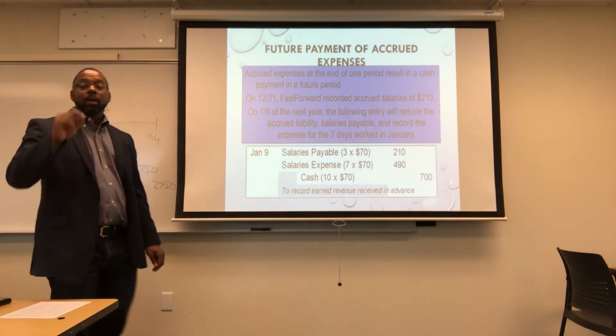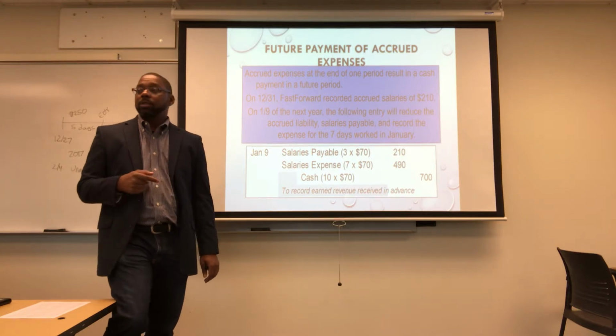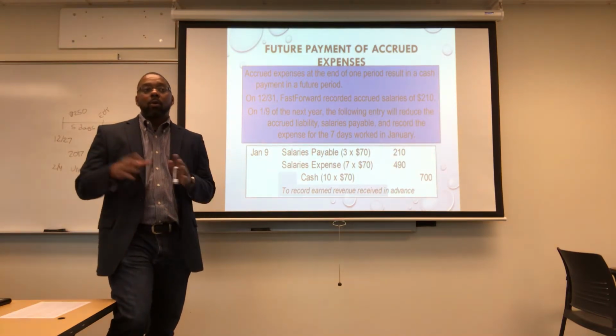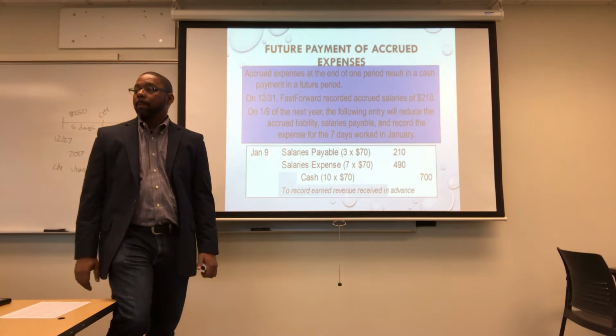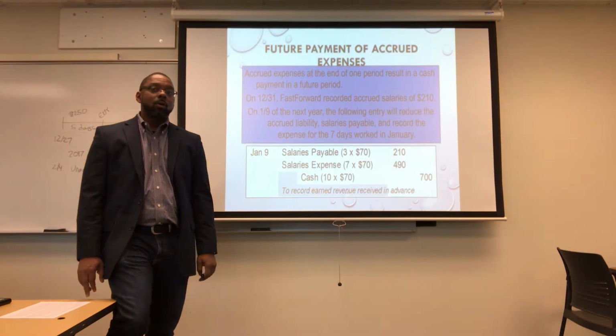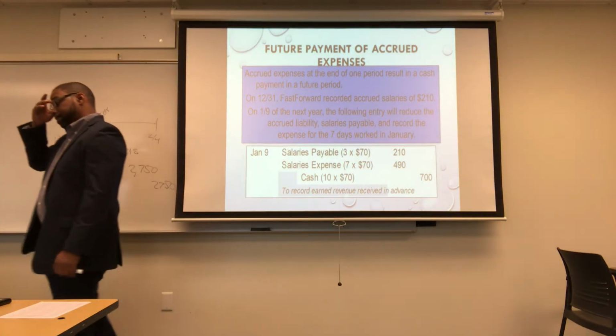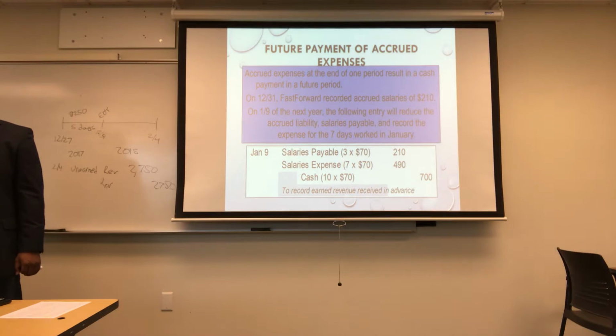That means we know we owe you. We're going to put it in the 2017 year, but we're not going to pay you until later. Salaries payable is when you legally owe it, but you're not going to pay it. Everyone with me?